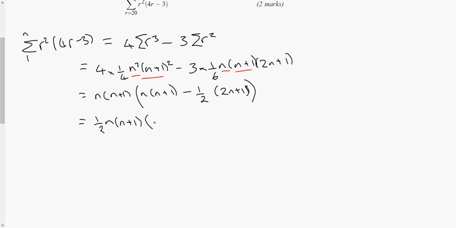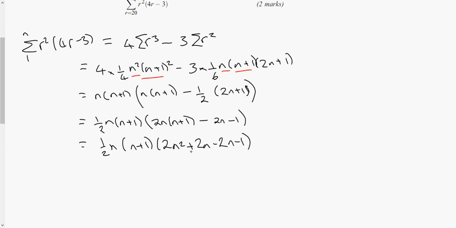If you take out a half, that means this first term needs to be multiplied by 2, so 2 times a half is 1, so we get 1 there. Then that's going to be minus 2n minus 1. Then I'm going to expand the brackets. You can see the plus 2n minus 2n is going to cancel. So that's as simple as I can get that.